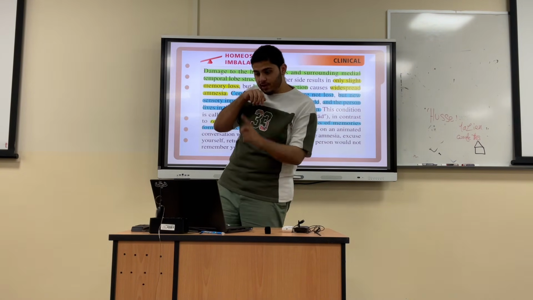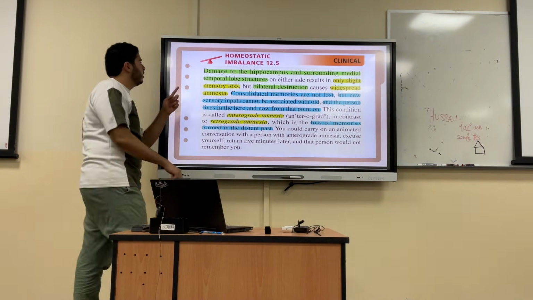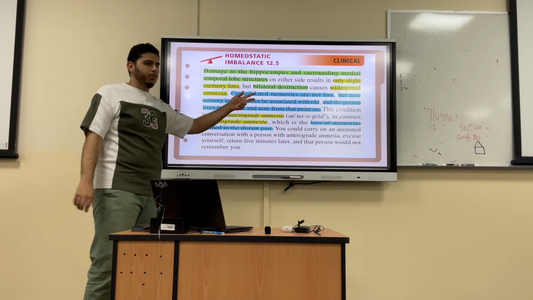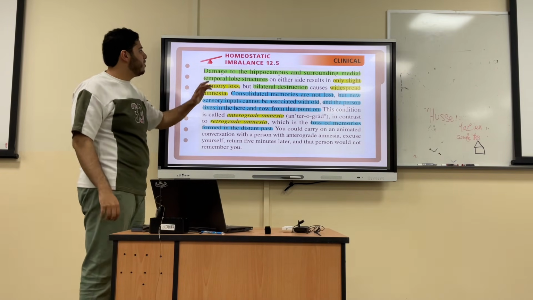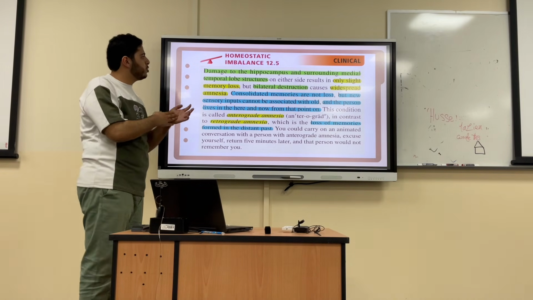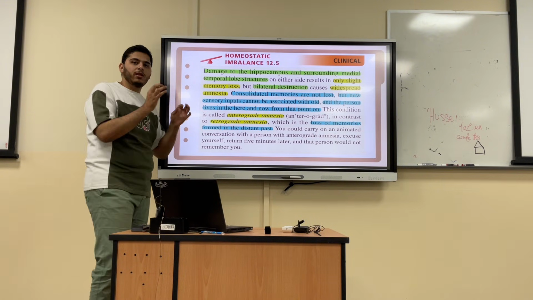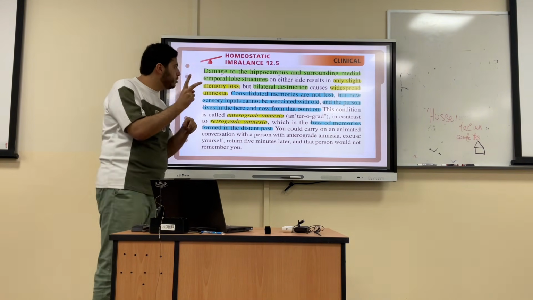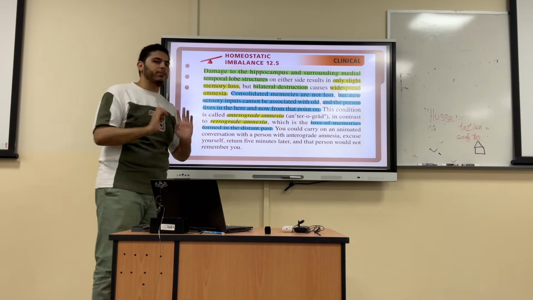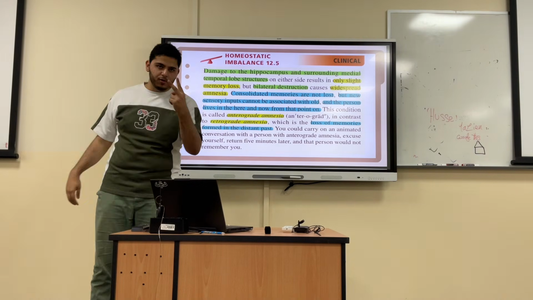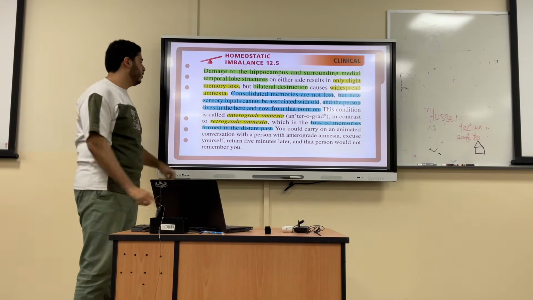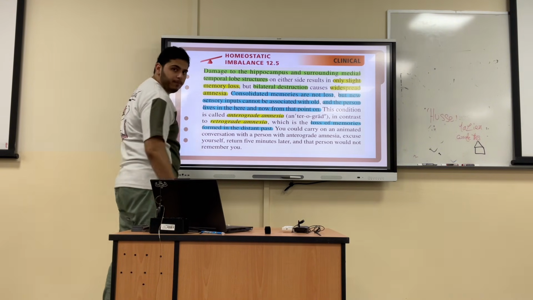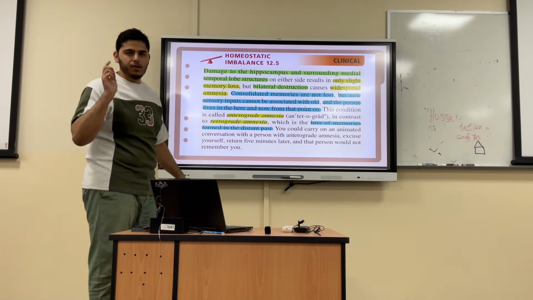Now we have a homeostatic imbalance. Now I highlight for you the important things. Damage to the hippocampus and the surrounding medial temporal nerve obstructions will cause only slight memory loss. But widespread bilateral destruction causes widespread amnesia. And guys, there are two types of amnesia, as we saw later: anterograde amnesia and retrograde amnesia.